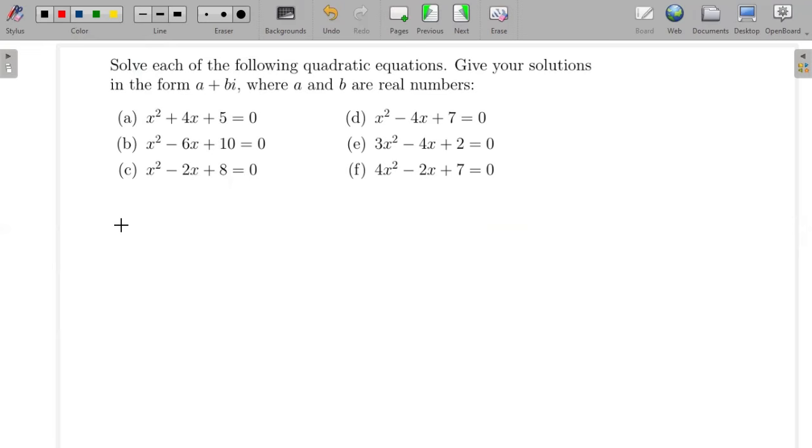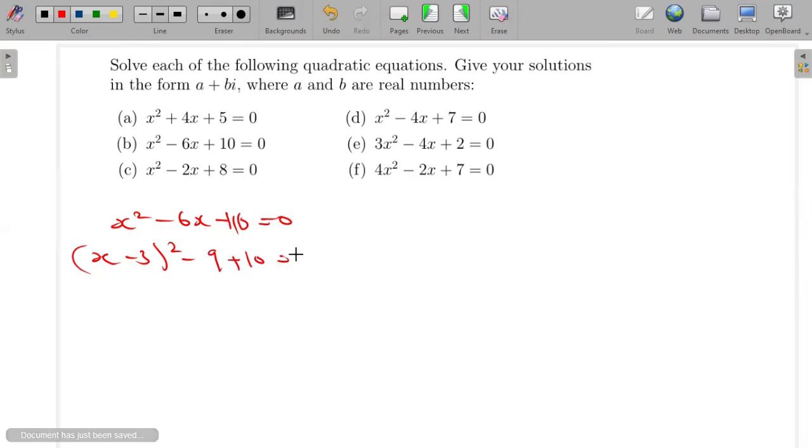Okay, so next you have x squared minus 6x plus 10. So we'll go directly and just complete the square here. That's x minus 3 squared minus 3 squared. Negative 3 squared gives you 9. And then plus 10 is equal to 0.